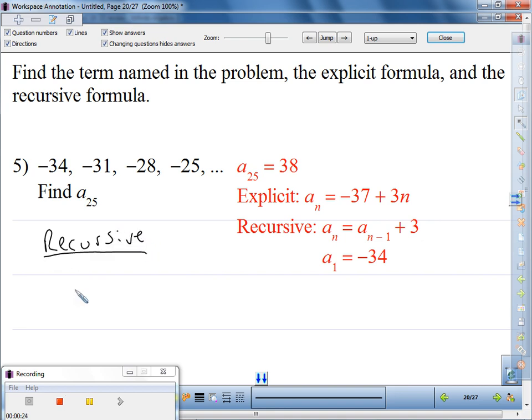Alright, the recursive formula for arithmetic. Now it's arithmetic because I have a common difference here. I'm adding 3 each time. To get from negative 34, I add 3, I get negative 31, and so on.